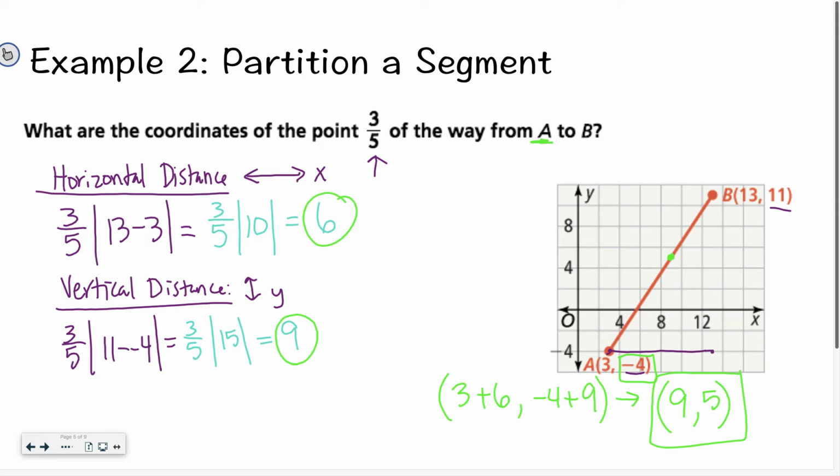Okay, so let's talk through that step again. Step 1, find the horizontal distance between the 2 points and multiply by how far you want to go. So in this case, it was 3/5, and then my horizontal distance, they were 10 units apart. And then do the same thing for the vertical distance, this time using your y coordinates. Add those 2 values to the point that you are moving from.